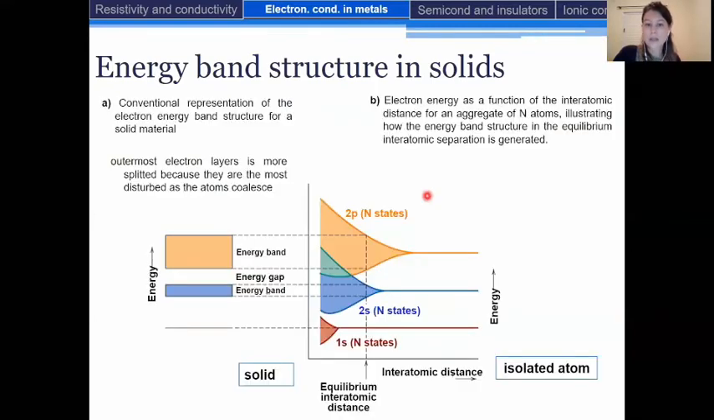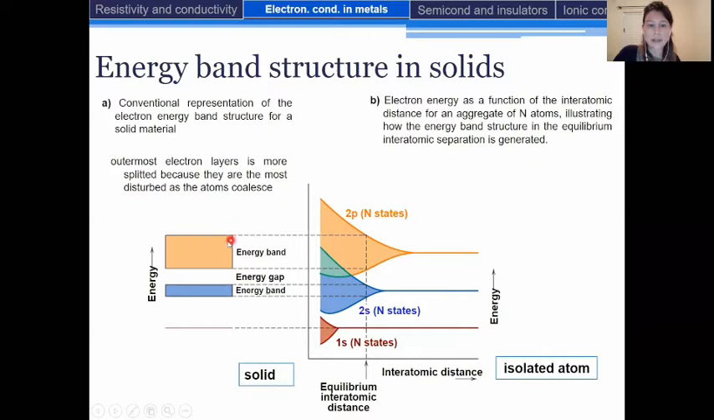And so, instead of describing the different energy states that are created by the splitting of the original electronic states, we are going to use another representation, which is the one of electron energy band structures.